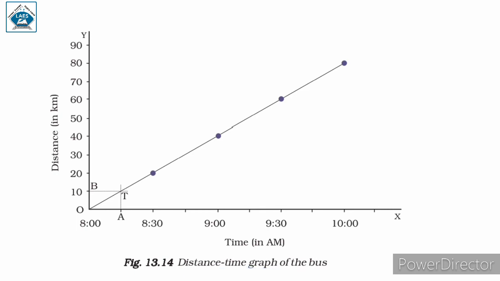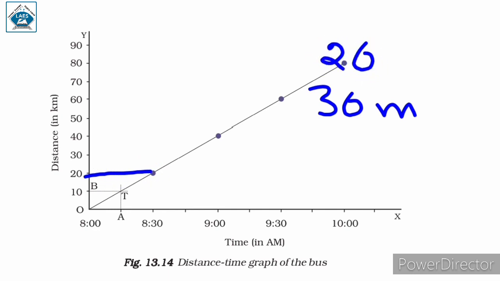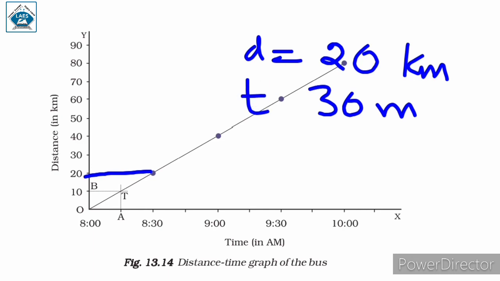Next, we are asked, can you find the speed of the bus from its distance time graph? Here we know that the time interval is fixed. The time interval is 30 minutes. We know that, right? And in 30 minutes, the distance covered is 20 kilometers. So here the speed is constant. So the distance covered in 30 minutes is equal to 20 kilometers. We know that this is the distance and this is the time taken.